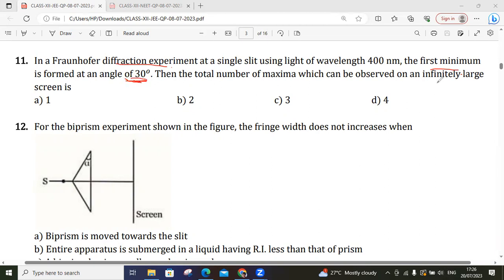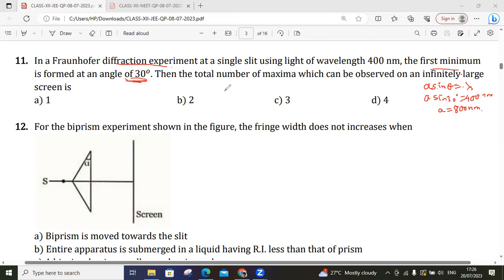So first minimum forms at what? a sin theta is path difference, right? In diffraction, this path difference. So for the first minimum the path difference is lambda. So this is at 30 degree. So what will we get? a sin 30 is equal to lambda, which is 400 nanometer. Sin 30 is 1 by 2. So a is equal to 800 nanometer.